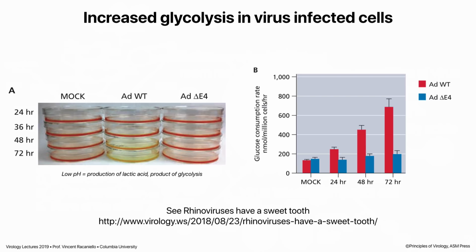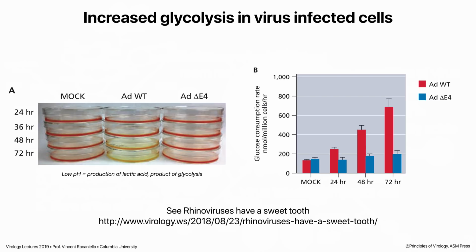So as this medium is getting yellow, it means the pH is dropping. And the reason is because the cells are producing lactic acid, because the virus has cranked up the metabolic pathways, the glycolytic pathways, of course, which lead to the production of lactic acid. And you can also measure glucose consumption in these cells, and that's the experiment on the right. You can see in red, the wild-type virus, the glucose consumption goes up, whereas the mutant, no. And that's why the mutant is not acidifying the medium.